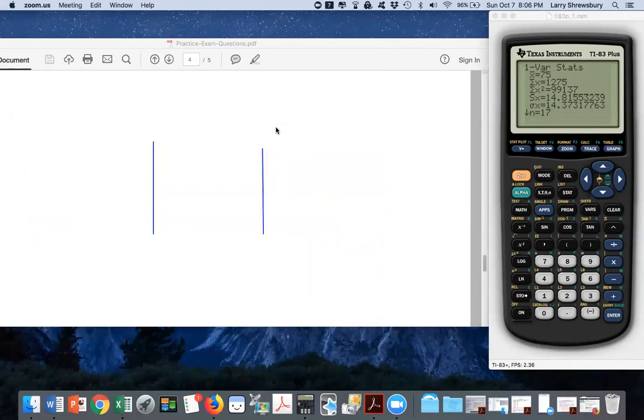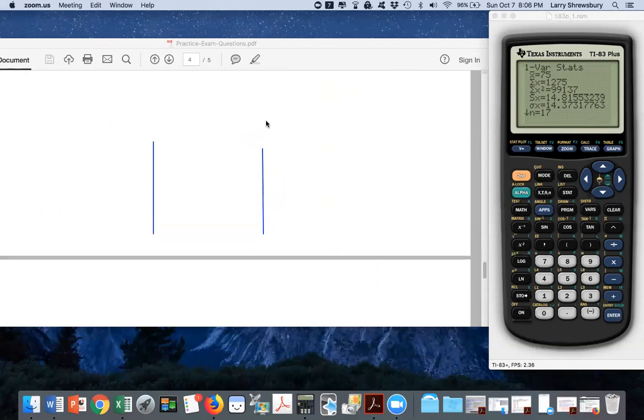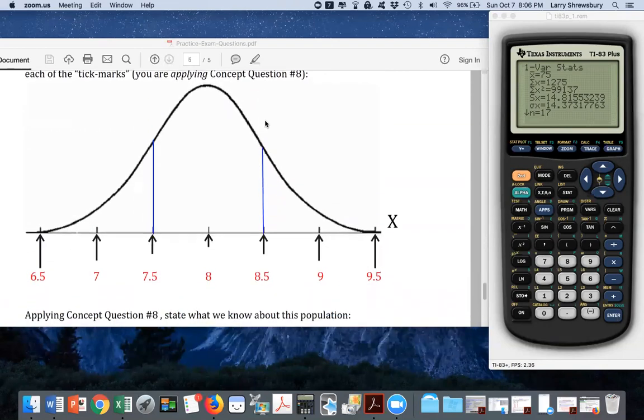Now let's see. So we were talking about what unit? Inches. Because we're talking about the length of fish from Lake Larry of all places. So the middle 68% of all fish from Lake Larry are going to be between 7.5 inches long and 8.5 inches long. Well, that's pretty impressive that you were able to know that, but it's only because you knew the shape, center, and spread. And of course, this empirical rule only applies to normal distributions.